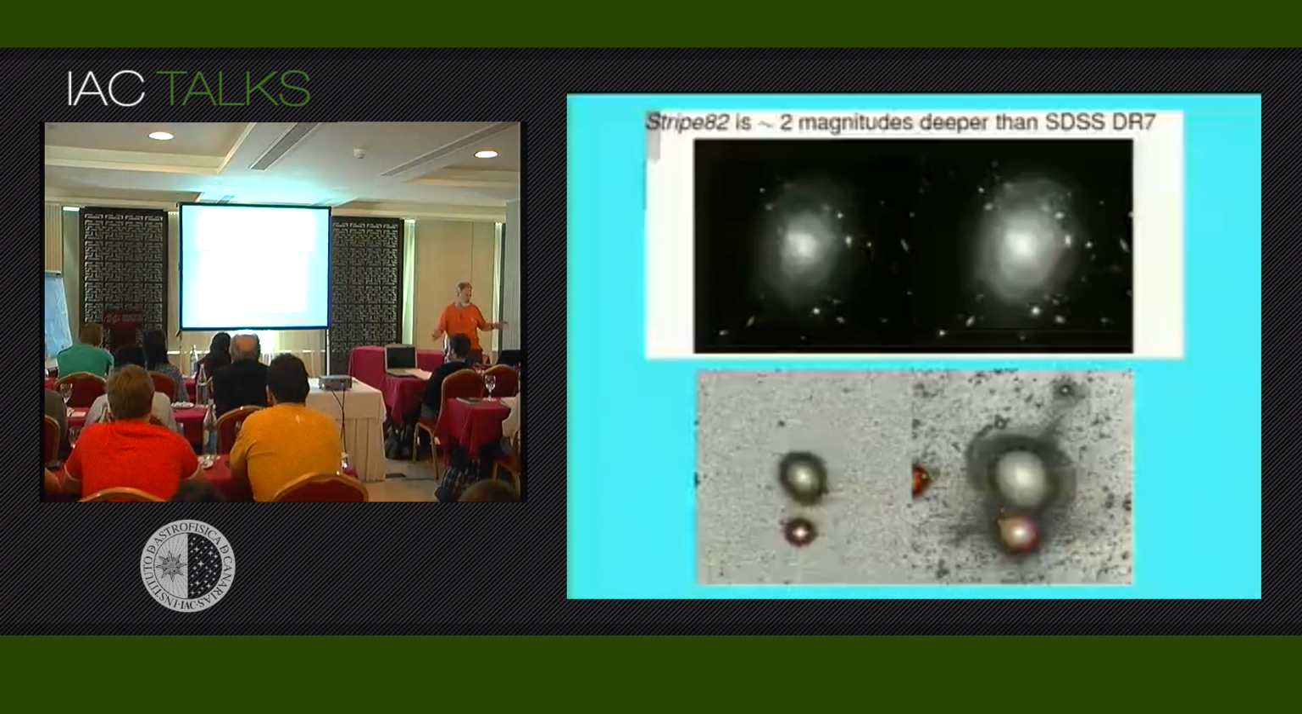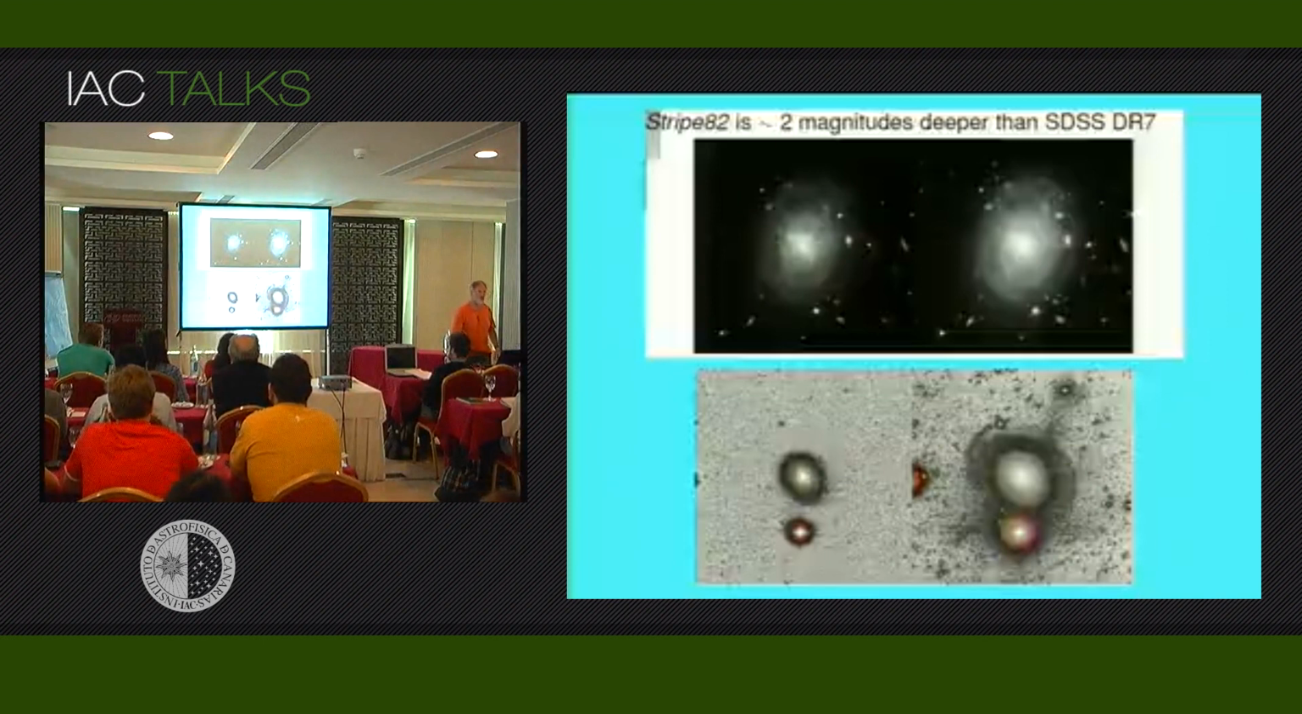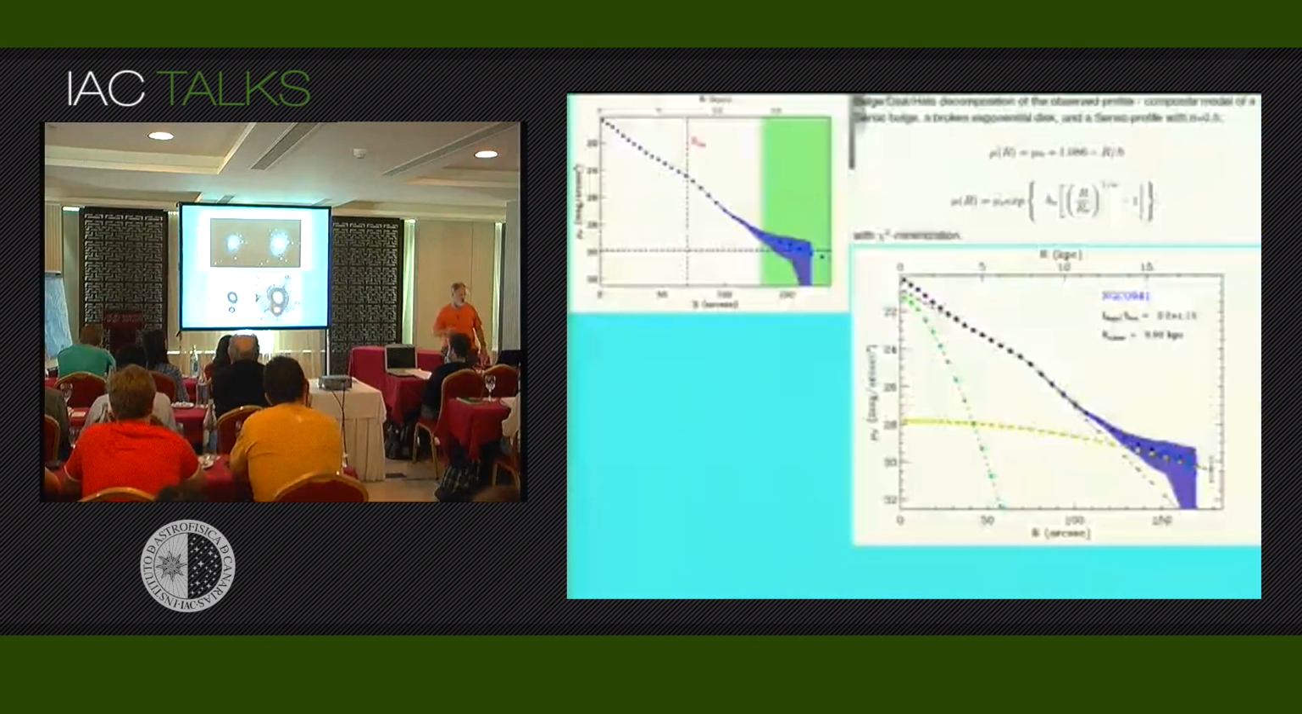And finally, while I'm talking about these profiles, deep surface brightness profiles of late-type galaxies, and this is using this deep Stripe 82. These are comparing the original Sloan with the Stripe 82 images, and you can see that they're much deeper, and they reveal more structure, and they go further out.